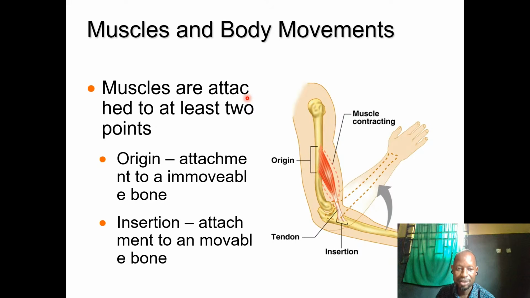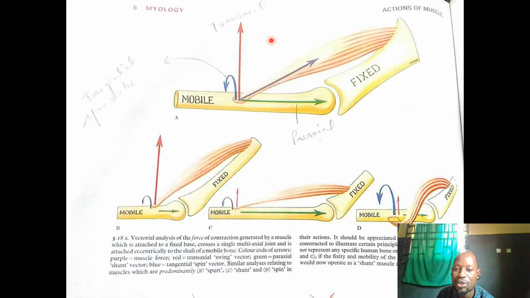The origin is the attachment of the muscle to the what? Immovable bone. While the insertion is the attachment to a movable bone. So this is quite illustrative: the fixed part and the mobile part.